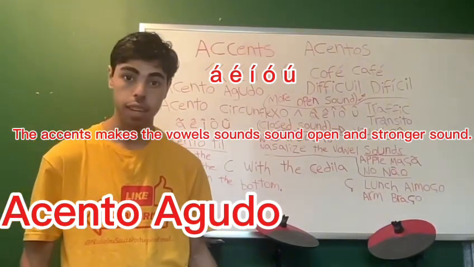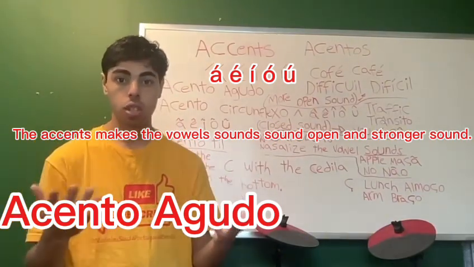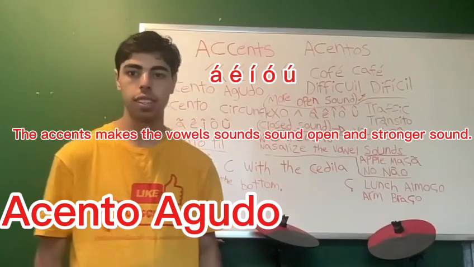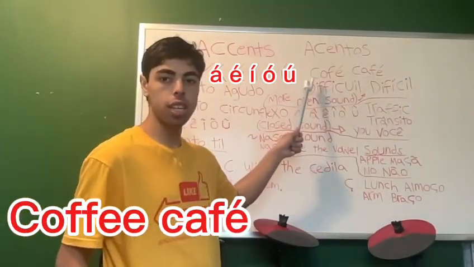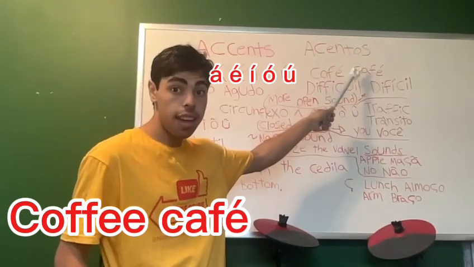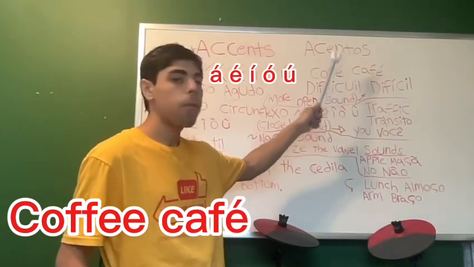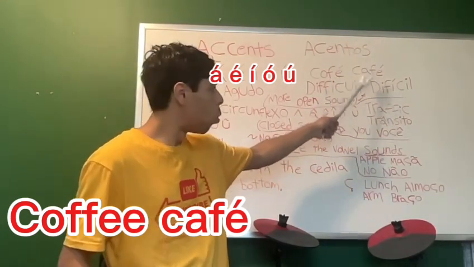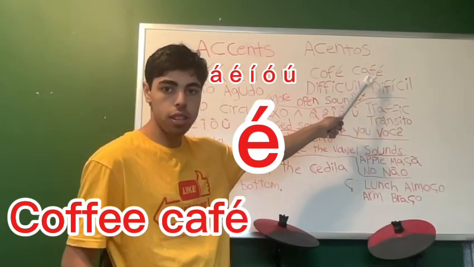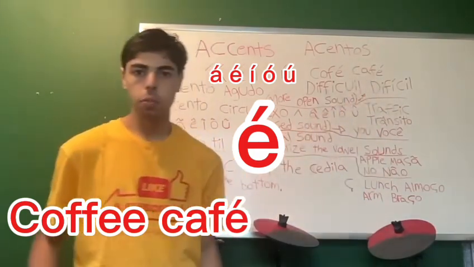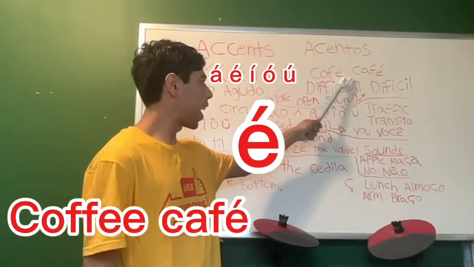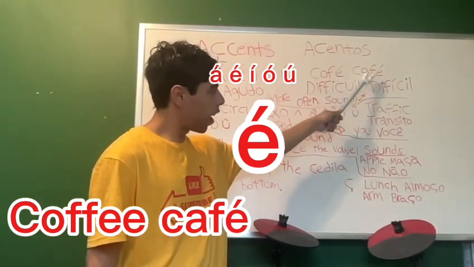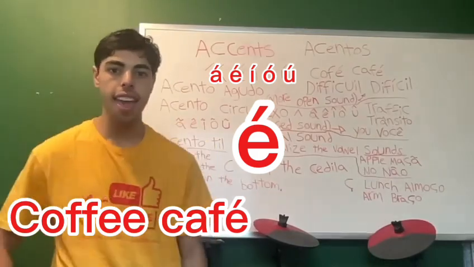It does not make it a regular A, or stronger, with some of the words in Brazilian Portuguese, which I have some examples up here for y'all. Coffee in Brazilian Portuguese: café. The only accent on this word is on top of the E. So the E makes it more like an eh sound. Café.